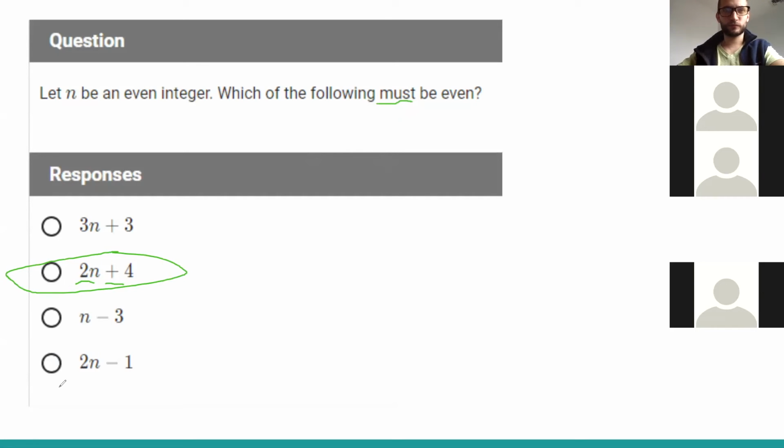The issue is some of you may have put D. If you plug in 4, 4 times 2 is 8, 8 minus 1 is 7, which is not even, so it can't be this answer choice. All right, so the answer has to be B. You just want to plug in your numbers and work through it that way.